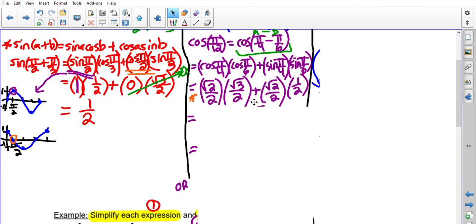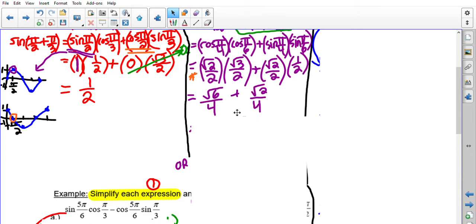All right, remember with multiplying fractions, you multiply the numerators, multiply the denominators. So root 2 times root 3 is going to be root 6 over 2 times 2, which is 4. So root 6 over 4. Plus root 2 times 1 is root 2, 2 times 2 is 4. So we're happy here because we have a common denominator, so we can write this as this combined. So we just combine the numerator, right? So root 6 plus root 2 divided by 4.